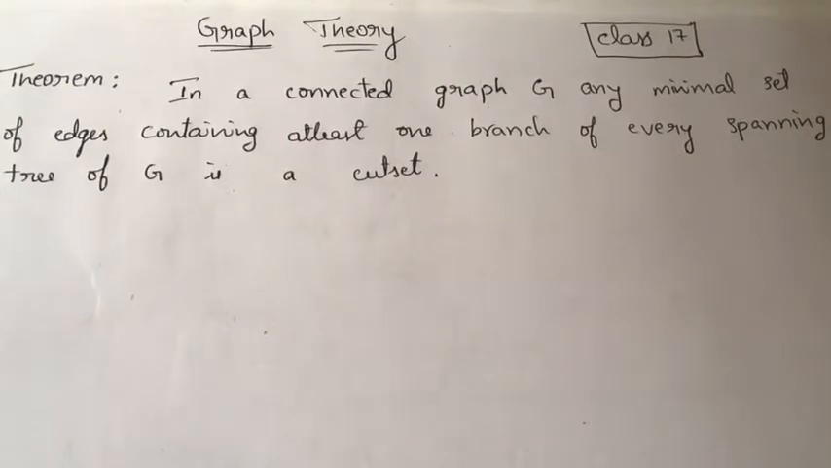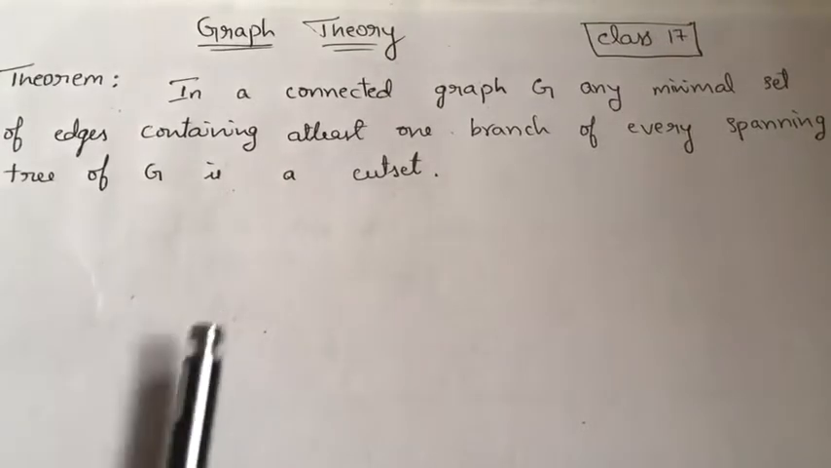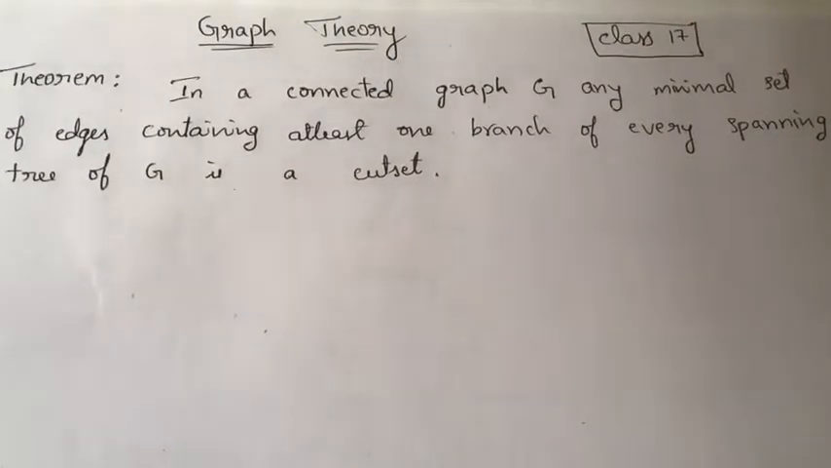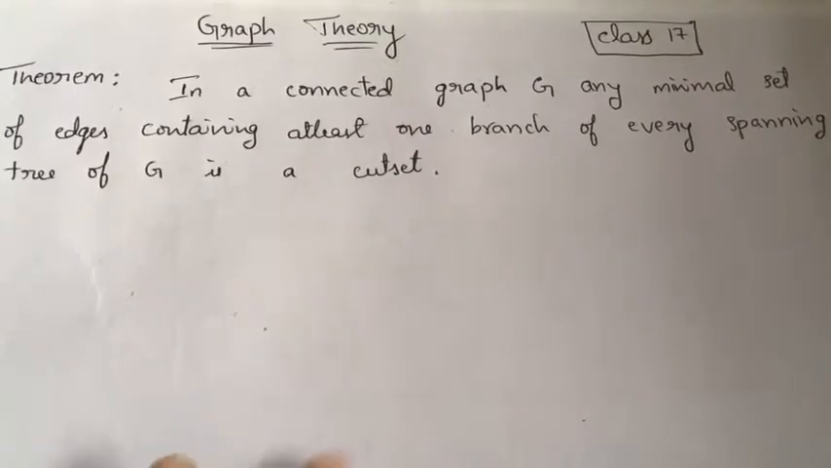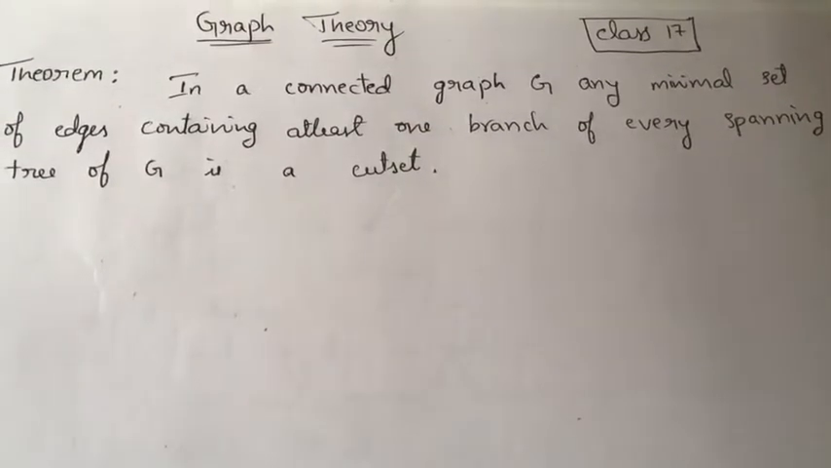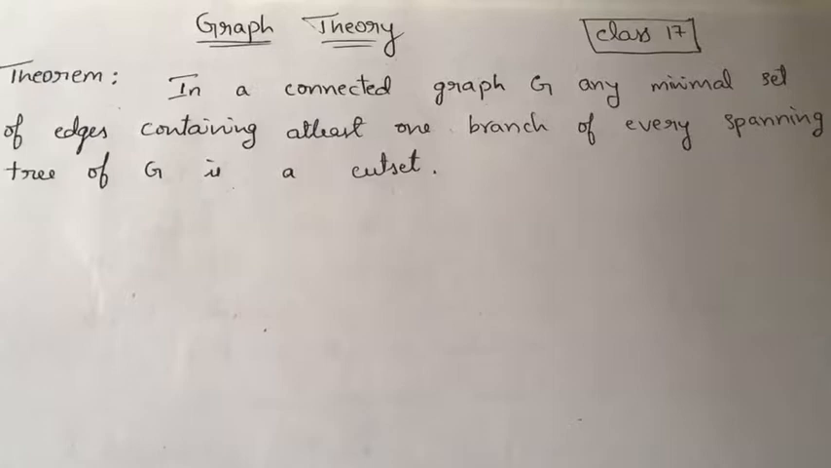We are learning about cutset of a graph. In my last video, I have proved one property of a cutset, that is, every cutset in a connected graph G must contain at least one branch of every spanning tree. Now, will the converse also be true?